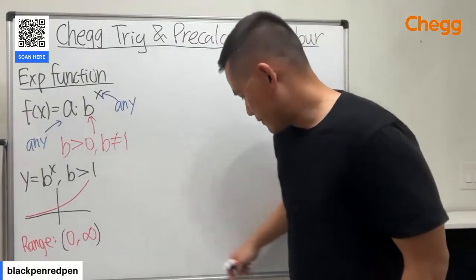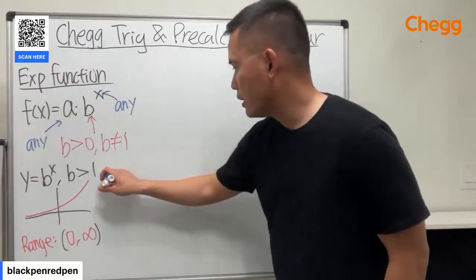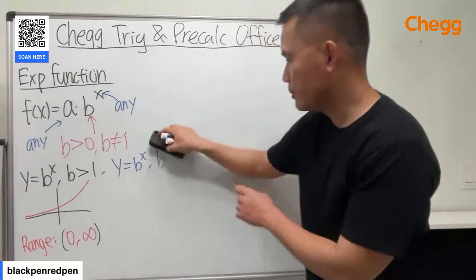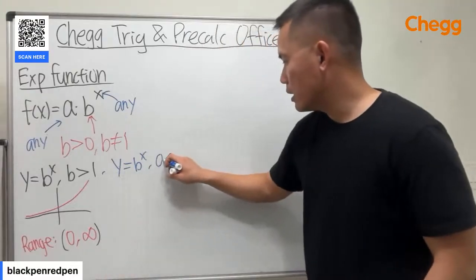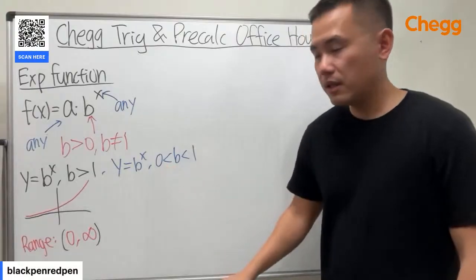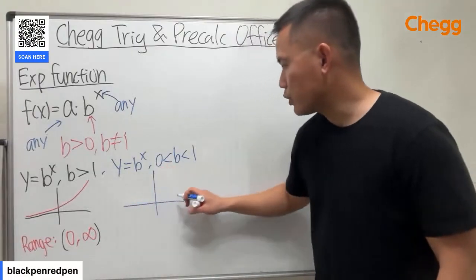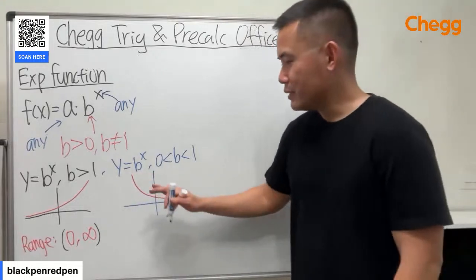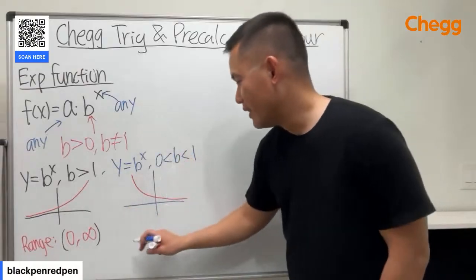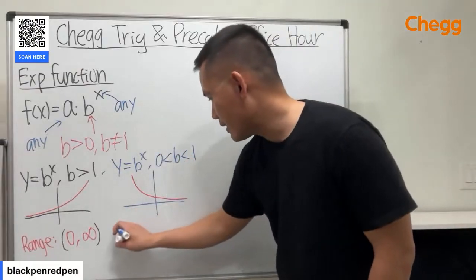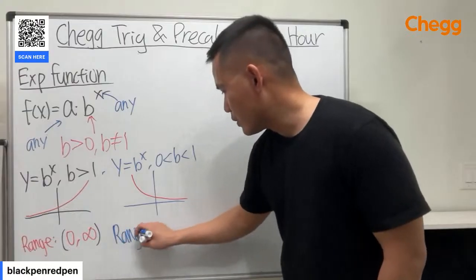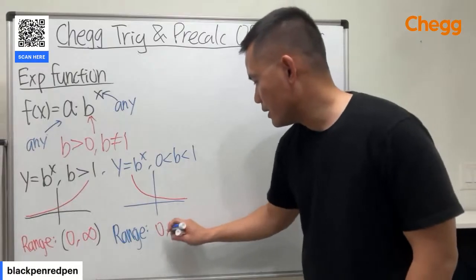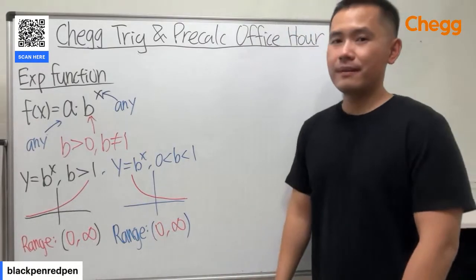And even if you have, let's put this down in blue, if you have b is less than 1, but it has to be positive, then in this case, you just get an exponential decay function, which looks like this. Now guess what? The range is still the same, from 0 to infinity, not including 0. So let me just write this down real quick. 0 to infinity, not including. All right?